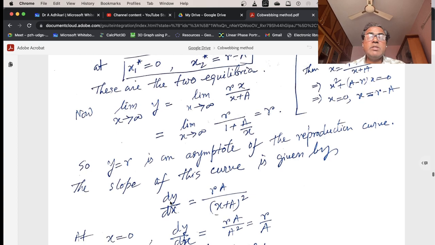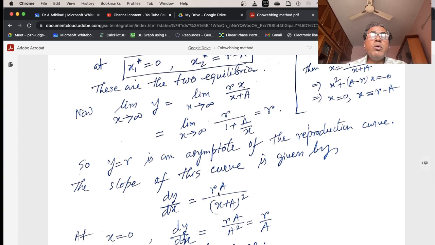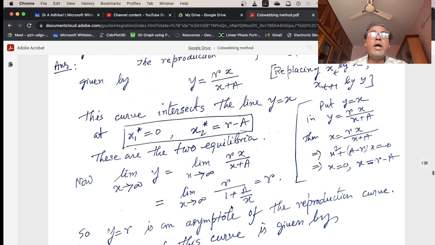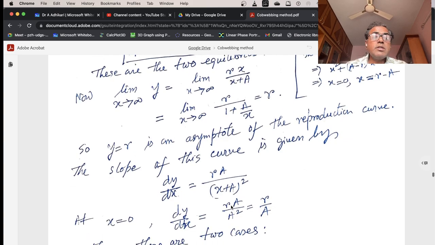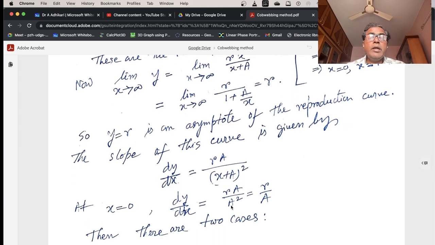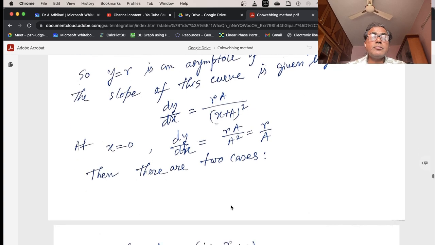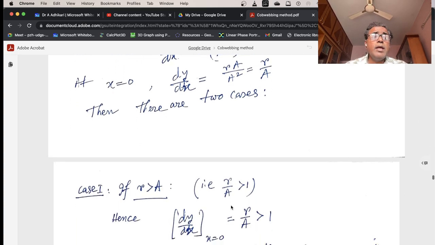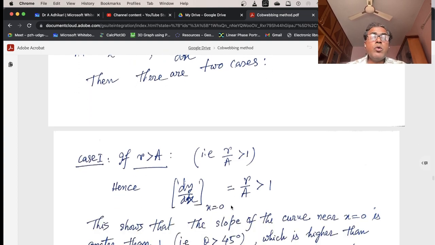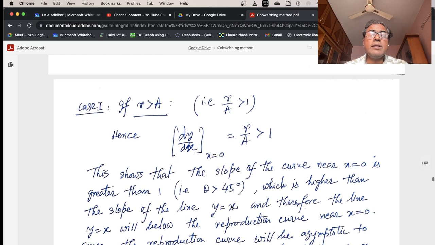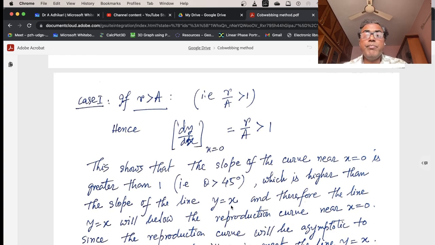And the slope of this curve is given by dy dx equal to ra by x plus a whole square, because y equal to rx by x plus a. So at x equal to 0, dy dx equal to r by a. So we get two cases. If r is greater than a, then r by a is greater than 1. So dy dx at the point x equal to 0 is greater than 1. This shows that the slope of the curve near x equal to 0 is greater than 1.